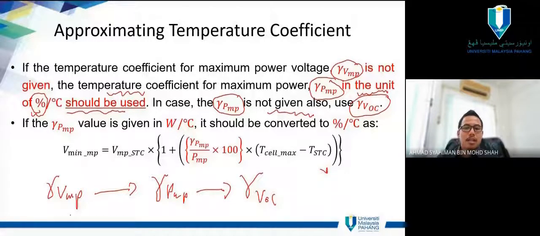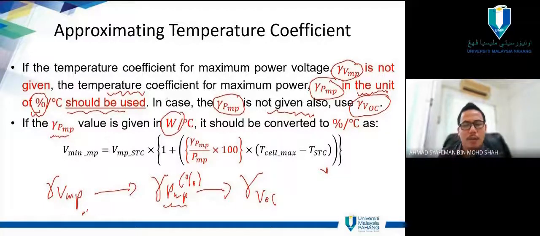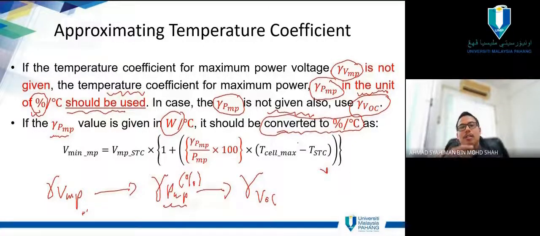Okay. This PMP must be in percentage, sorry. What will happen if the gamma PMP value is given in watt, because it is power, so given in watt or milliwatt? We must convert it to percentage. Once we have it in watt, you can just convert it to percentage. How to convert it? Very easy.